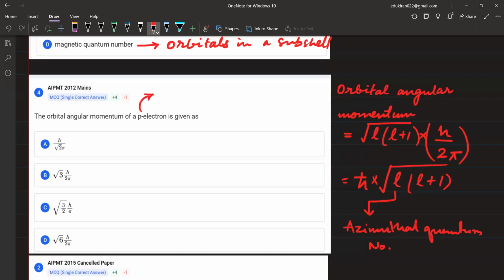So what will be the orbital angular momentum for a p electron? What is the value of L for p electron? उसको लिख लीजिए and then you will get the answer. Send your answer on WhatsApp.